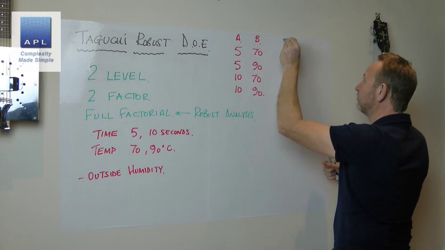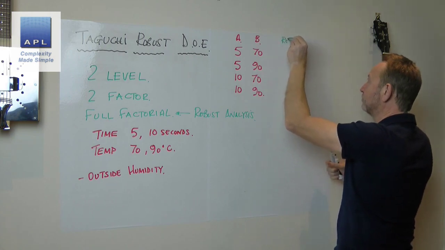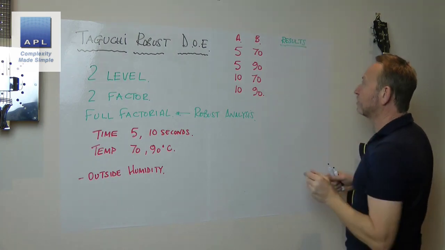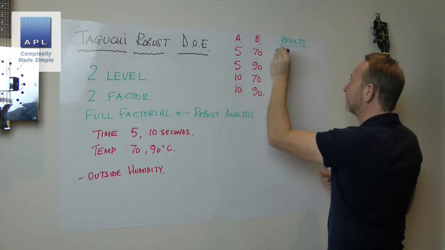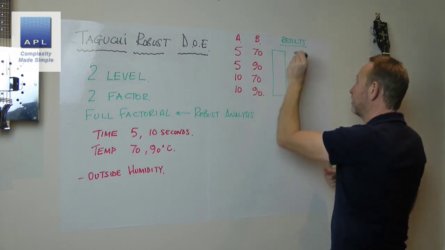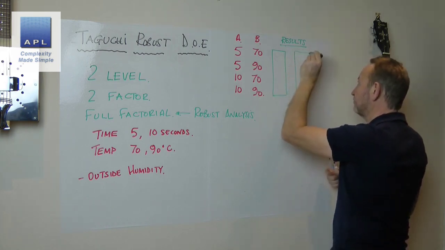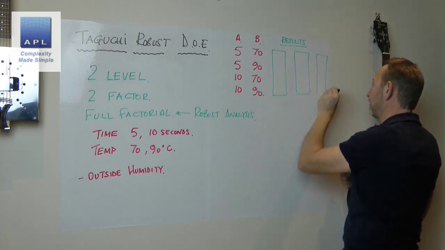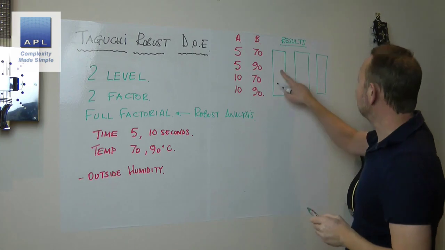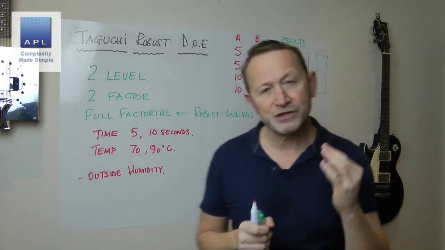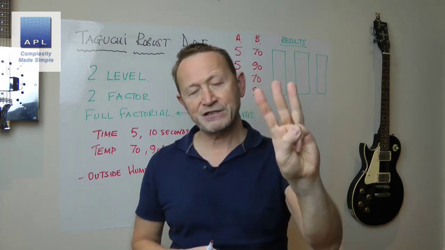What I'm going to do is I'm going to collect a results table. And what I'm going to do is this. I'm going to suggest 3 columns of data. So in other words, I'm going to run this DOE on 3 different days.